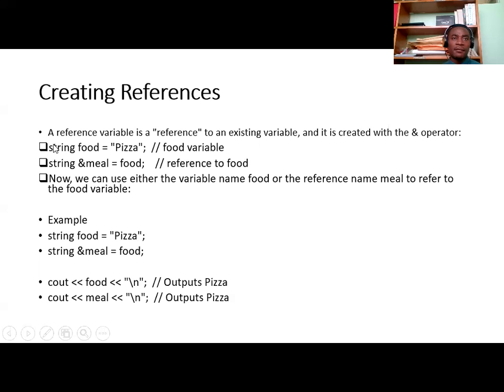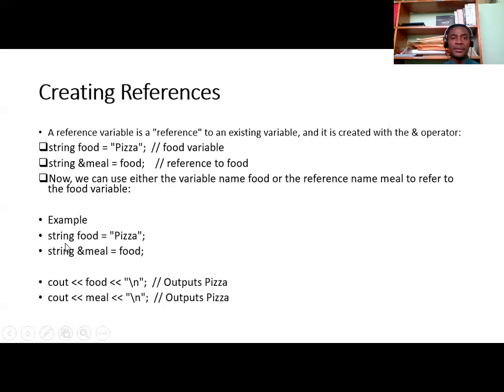Now, here we have declared a variable called food, and this variable food is assigned the value, the name pizza. Now, we create a reference variable in C++ by using the ampersand sign, all right? So here, by declaring meal with the ampersand sign, we are creating a reference. So this variable is going to be a reference to another variable. In this case, meal is a reference to the food variable. So therefore it means that whatsoever food is assigned, meal is automatically assigned the same thing, all right?